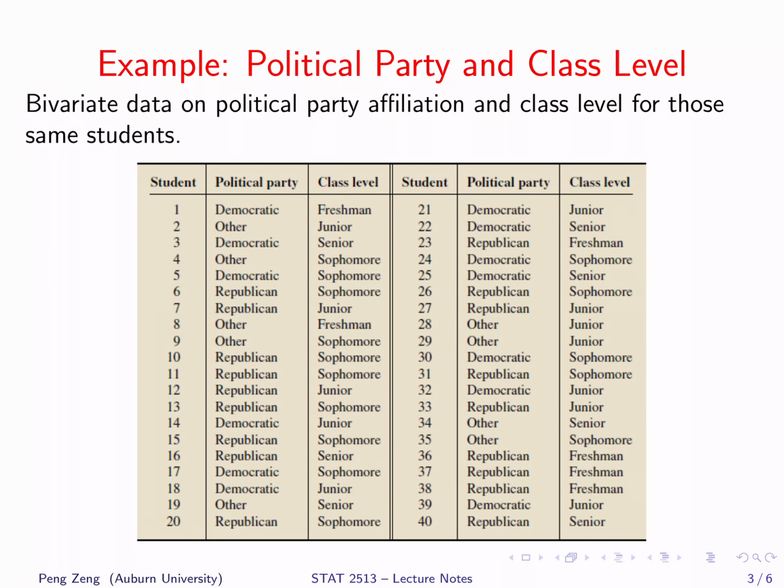For example, the table shows bivariate data on political party affiliation and the class level for those same students. We have two variables here, party affiliation and class level. We get the values of the two variables from each student. The political party has three categories, namely Democratic, Republican, and other. The class level has four categories, namely freshman, sophomore, junior, and senior. We can construct a table to summarize the frequency distribution.